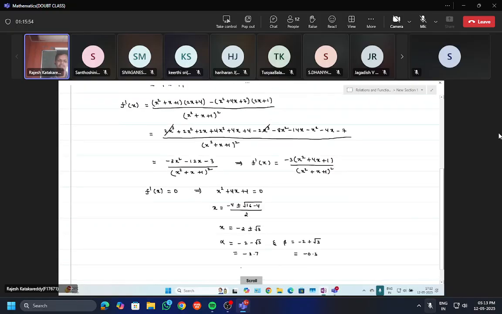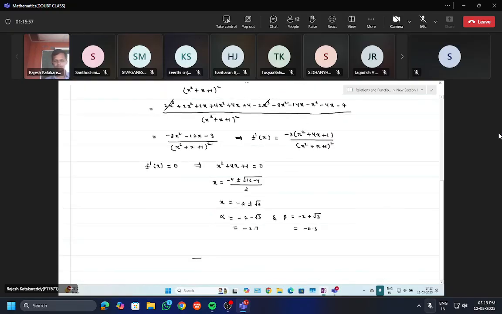Why this approximation? Next we are going to draw a number line, no? This is the number line we drew. This is alpha here. This is beta here. Take any value less than alpha, for example -4. Calculate f dash of -4 sign, not value. The sign is what we need. F dash of -4, positive or negative?